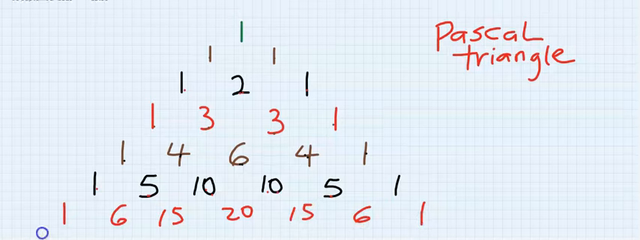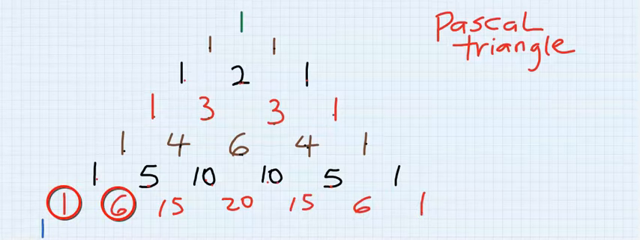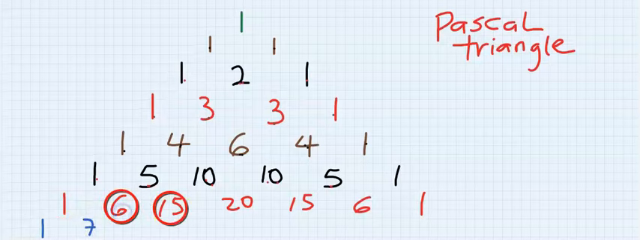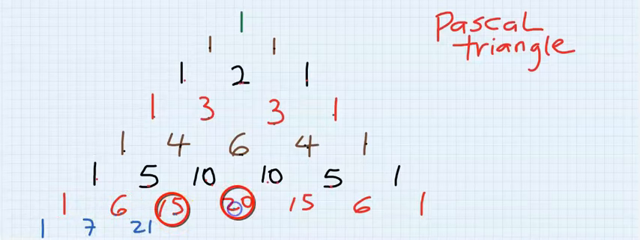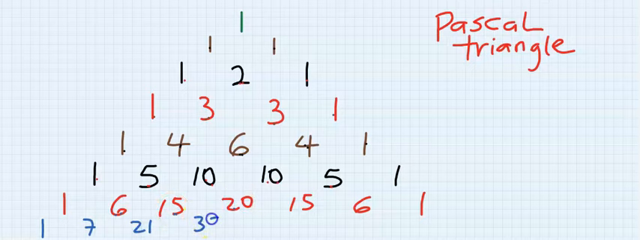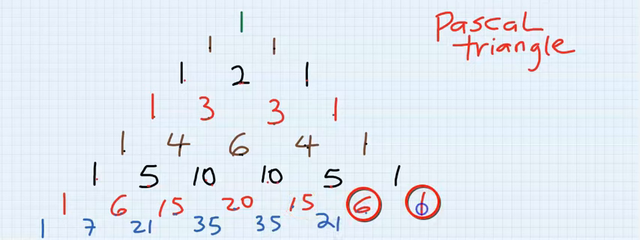Next is 1, 1 plus 6 is 7, 6 plus 15 is 21, 15 plus 20 is 35, 20 plus 15 is 35, 15 plus 6 is 21, and 6 plus 1 is 7. I will end with 1.